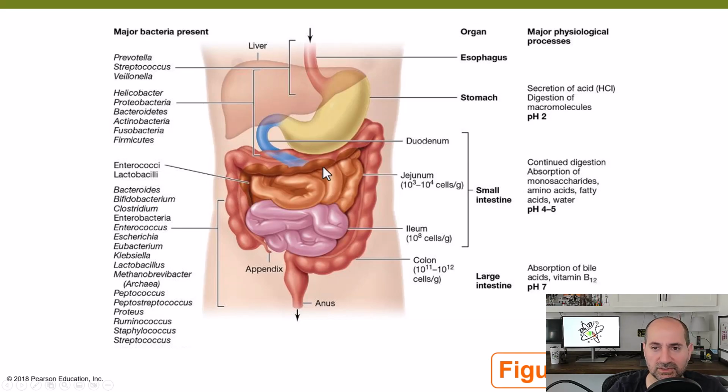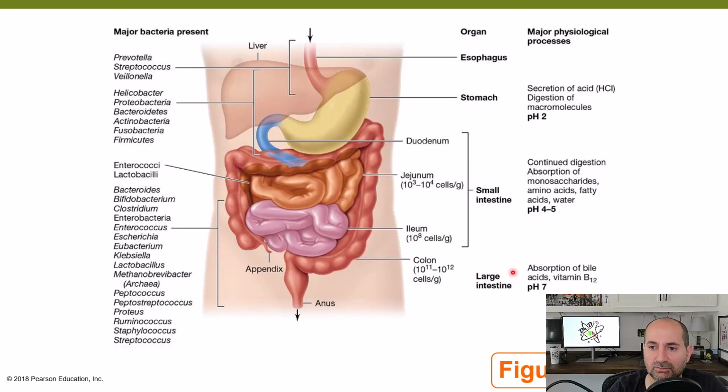Now, also notice this. The stomach has the fewest microorganisms, and that makes sense because it's so acidic. Then we have the small intestine, where we have not many organisms: 10 to the 3 to 10 to the 4 cells per gram, and then 10 to the 8 cells per gram. But look at the large intestine.